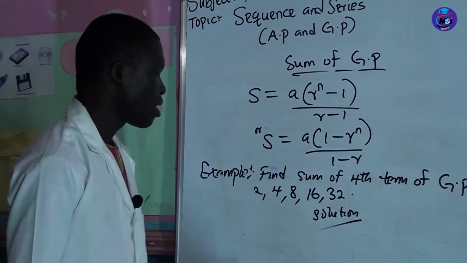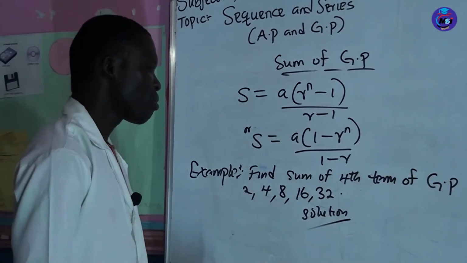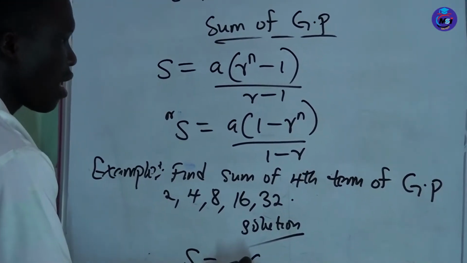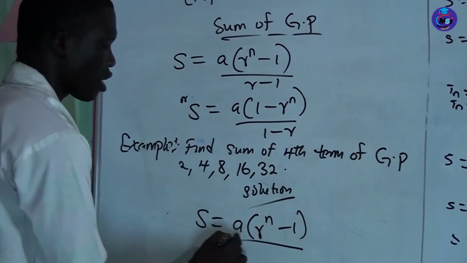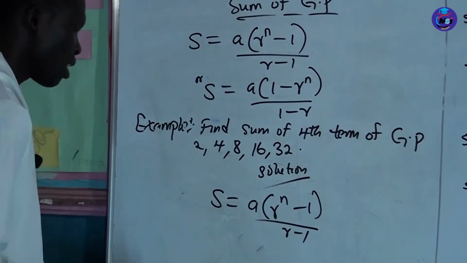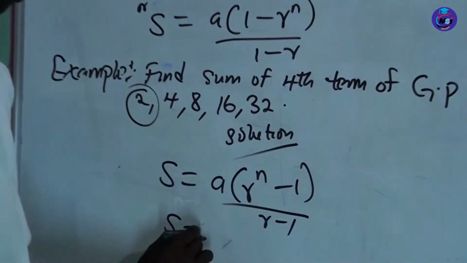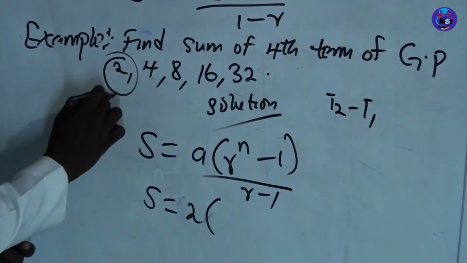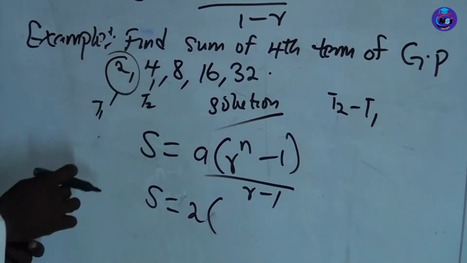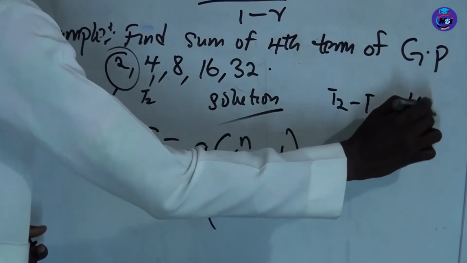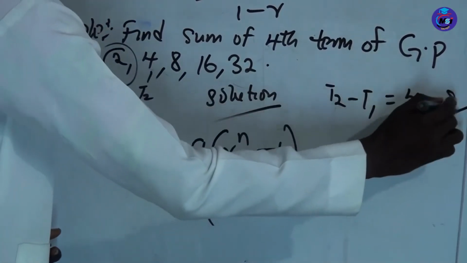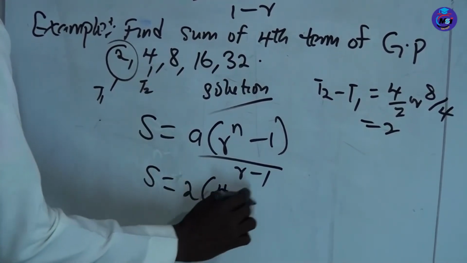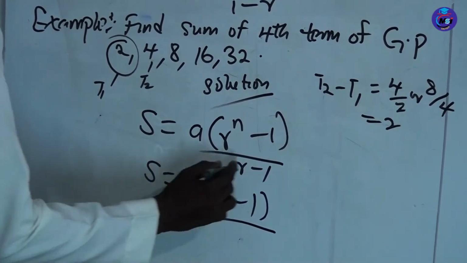I hope you are following me, class. Now, the first thing to do is remember that S equals, let's use the first one, A bracket R raised to power N minus 1 all over R minus 1. Okay, our A is 2. So S will give you 2 bracket R, where R is T2 over T1. This is T1, this is T2. So this will give us 4 divided by 2, or 8 divided by 4. It will still give us 2. So R is 2. N is 4, minus 1, divided by R minus 1.